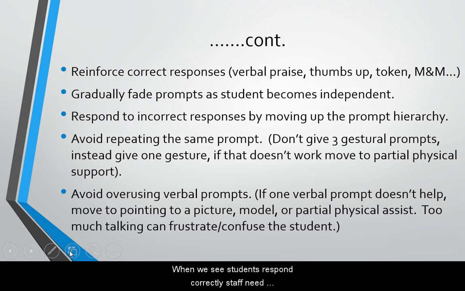When we see students respond correctly, staff need to reinforce that by giving the student a high five, verbal praise, or small treat. Also remember, the goal is to gradually fade prompts. When using the least to most hierarchy, if the student responds incorrectly, that's fine. Just adjust by giving them a more intrusive support so that they get it right with the least amount of attempts. Avoid repeating the same prompt. Students will zone out if you become that broken record. And the last tip is to remember not to overuse verbal prompts. There is already enough noise in a classroom.